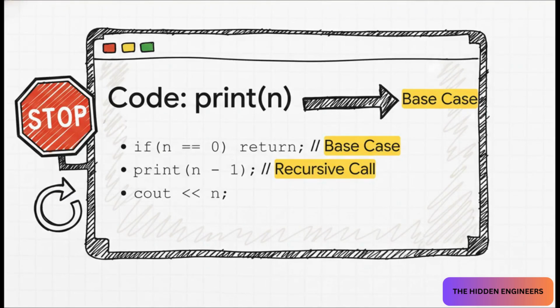Don't worry, it's a simple one. This is a recursive function that just prints numbers. See that if n equals 0 part? Boom, that's our base case, our stop sign. And that line right there, print n minus 1, well, that's our recursive case, the function calling itself.